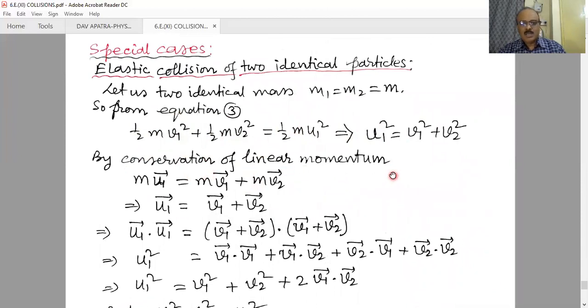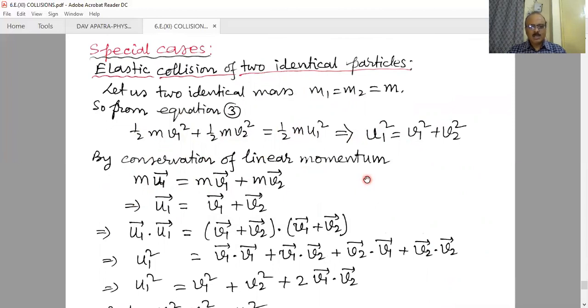By conservation of linear momentum, we can write m u1 vector equals m v1 vector plus m v2 vector. Here when we write in vector form, we can write only one equation. But when we take the components, we can write along the x-axis, along the y-axis, and along the z-axis if it is a three-dimensional case.